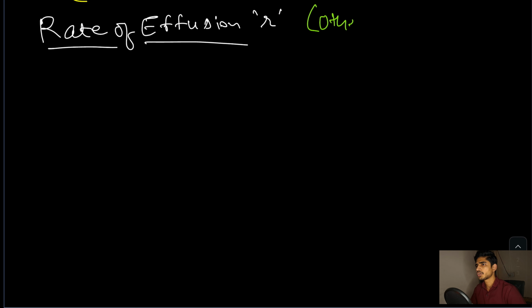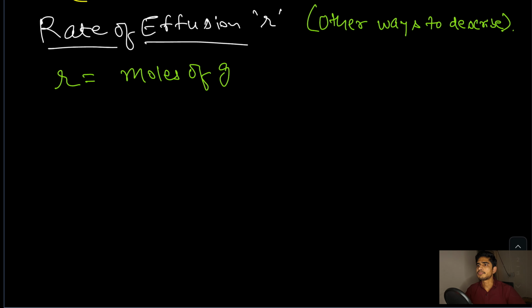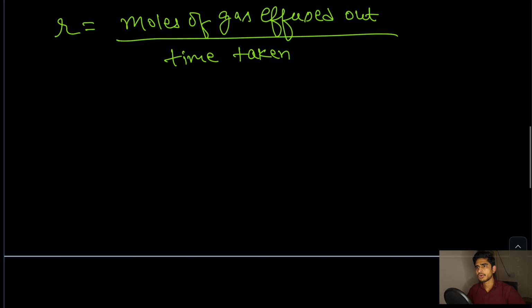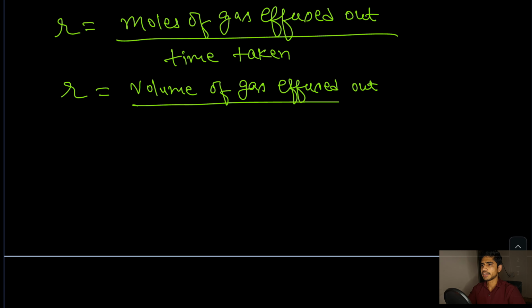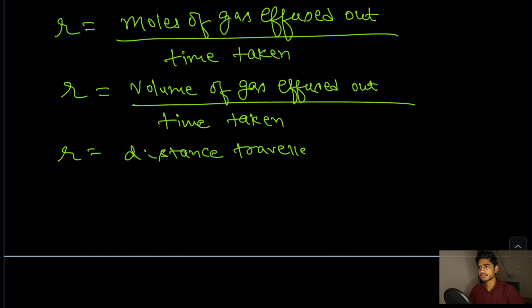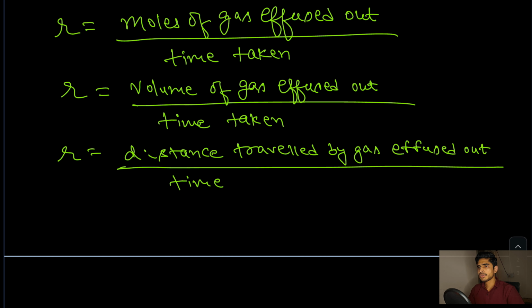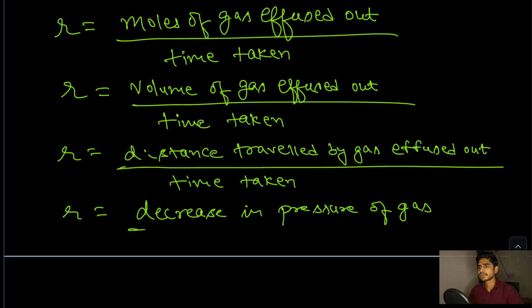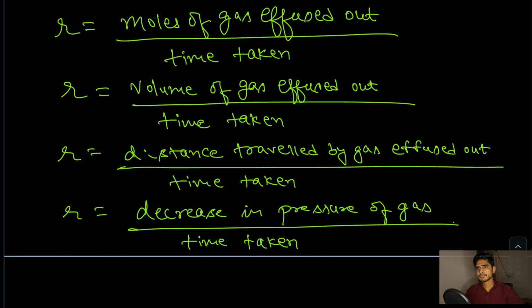We can write rate of effusion R in other ways. We can describe it as R is basically moles of gas effused out divided by time taken, or we can also write it as volume of gas effused out divided by time taken. Another way is distance traveled by gas effused out divided by time taken. Another way can be decrease in pressure of gas effused out divided by time taken. So these are some ways we can define it.